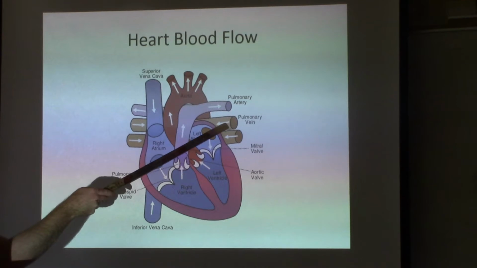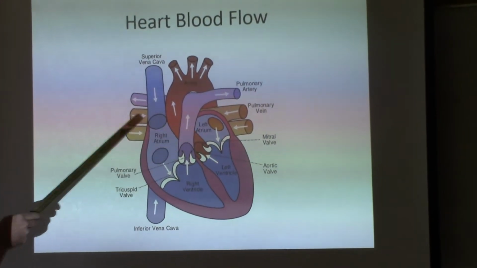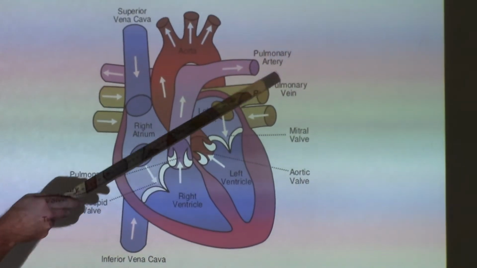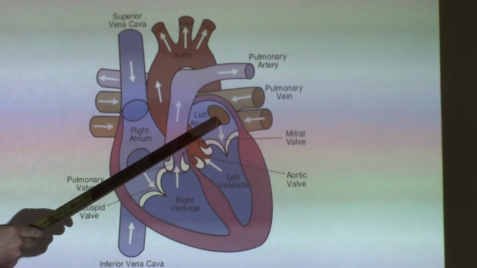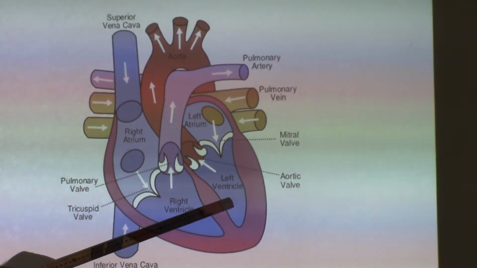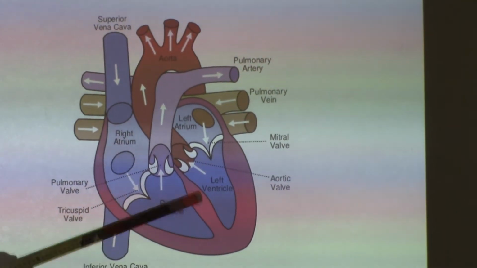Alright? This vein, the pulmonary vein, brings blood to the left atrium. Pulmonary means lungs. Alright? So from the lungs to the left atrium. Blood goes into the left ventricle and then out into the body. Okay?